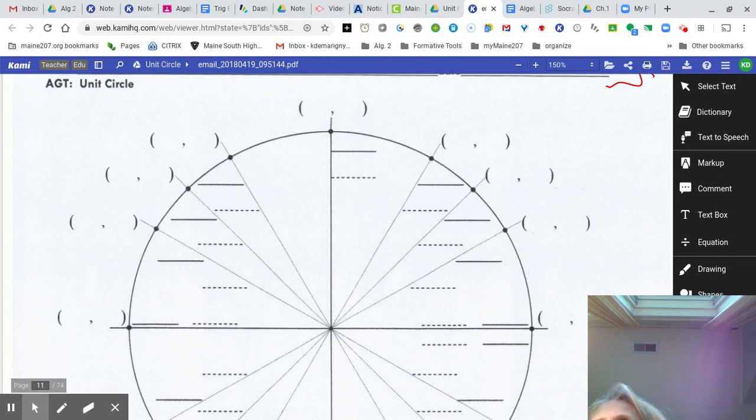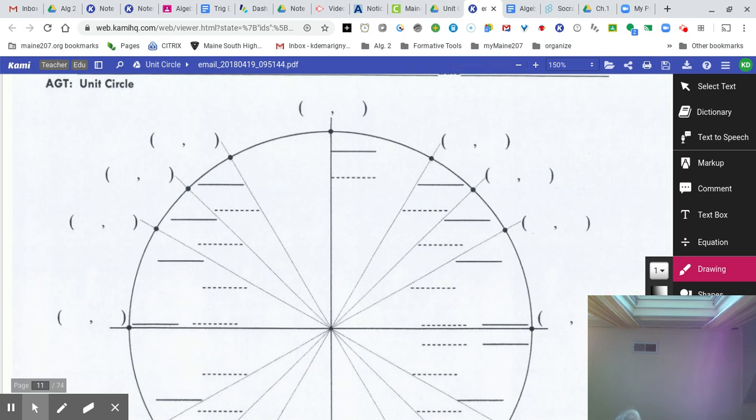I just wanted to take a minute and explain to you the unit circle. You're going to need the unit circle on everything that we do from this point on in our trig course. So understanding the coordinates and the reference angles of the unit circle is going to be very big.